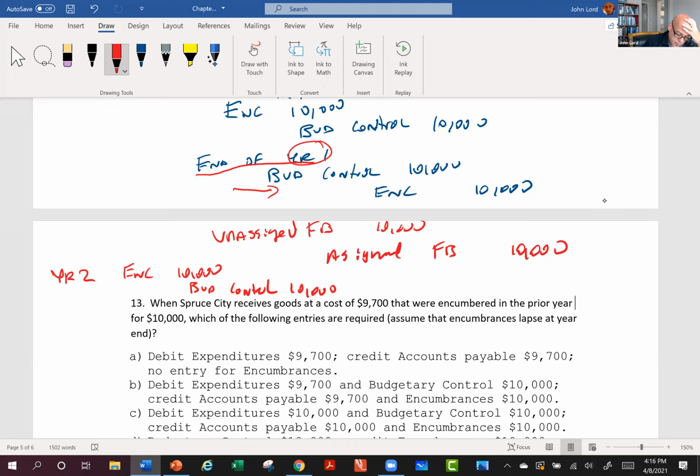Well, not yet. I'm going to reverse this. Oh, yes. Debit the assigned fund balance for 10,000. And I'm going to credit the unassigned fund balance for 10,000. Okay, go ahead. Now, what do you want to do? So I basically just reversed all this, didn't I? Put all this back essentially. Not all that, but I reversed all this right here. Now, what do you want to do?